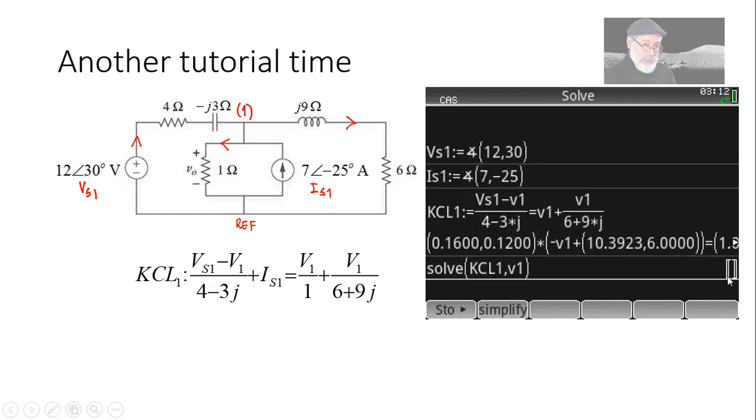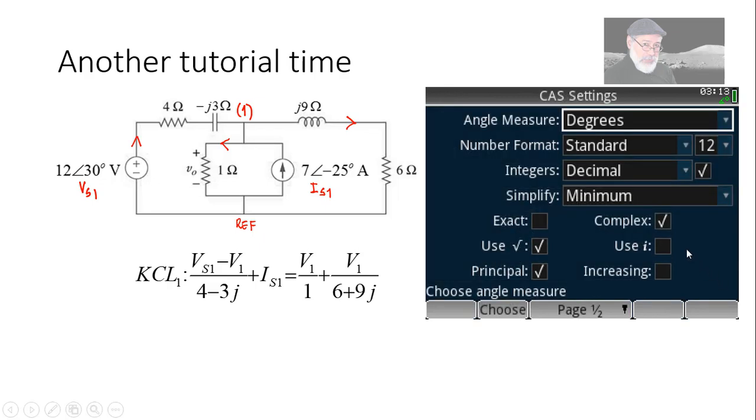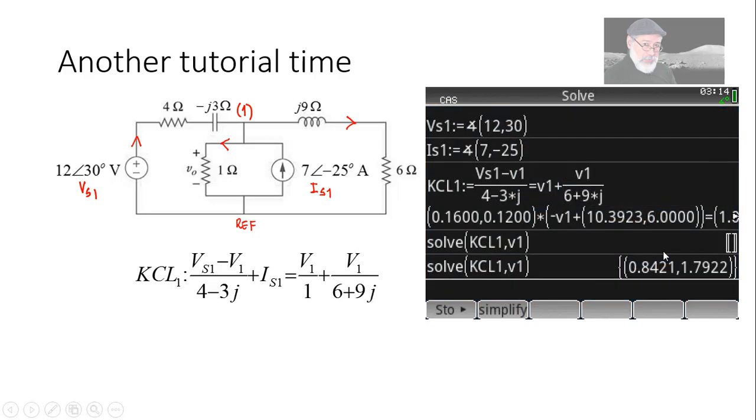Enter. Oops, I get nothing. What happened? Well, what happened is that I need to set the calculator the right way. Let me go to Shift and the settings of CAS. Down here, I need to allow the calculator the use of the imaginary unit, like so. And then I go back, and when I type solve KCL for V1, I get an answer.